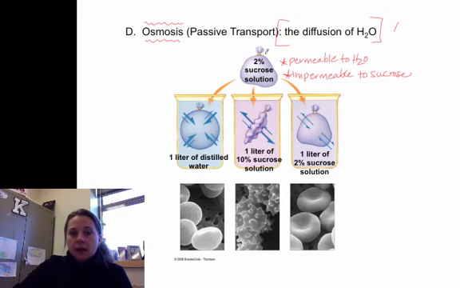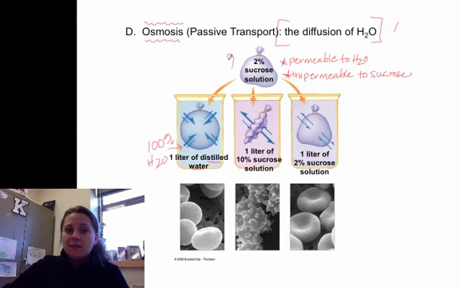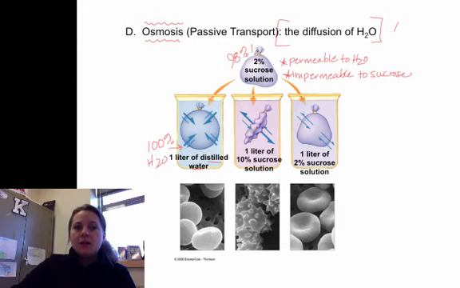So if I take this bag and put it into a situation where it's in distilled water, that means outside the bag, my concentration is 100% water. And I want you to think, in the bag, if I have 2% sucrose, how much does that leave? What's my percentage of water? Got it? Write it down. Were you right? Yeah, you guys are smart. 98% water.